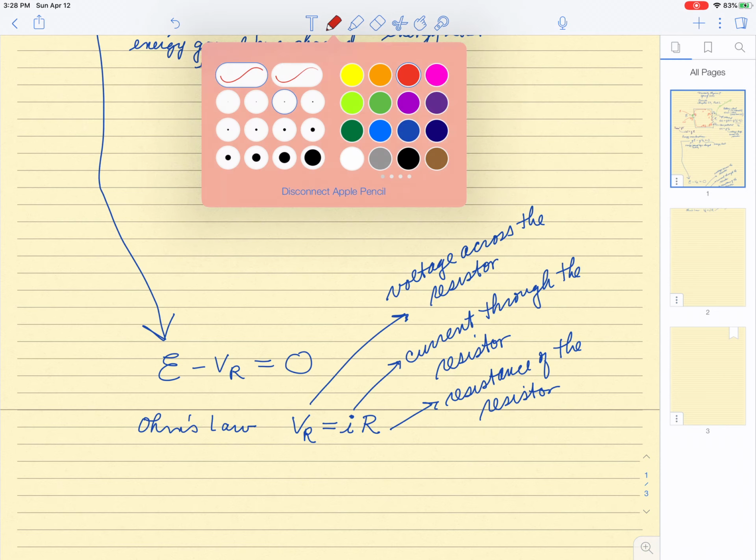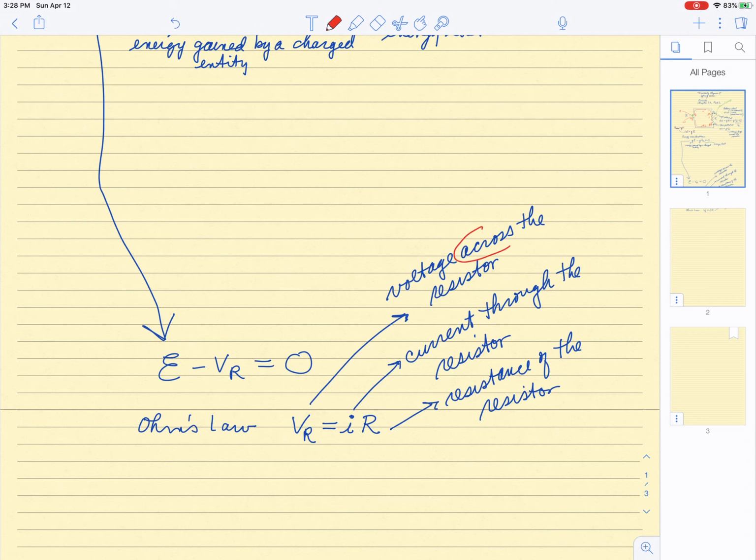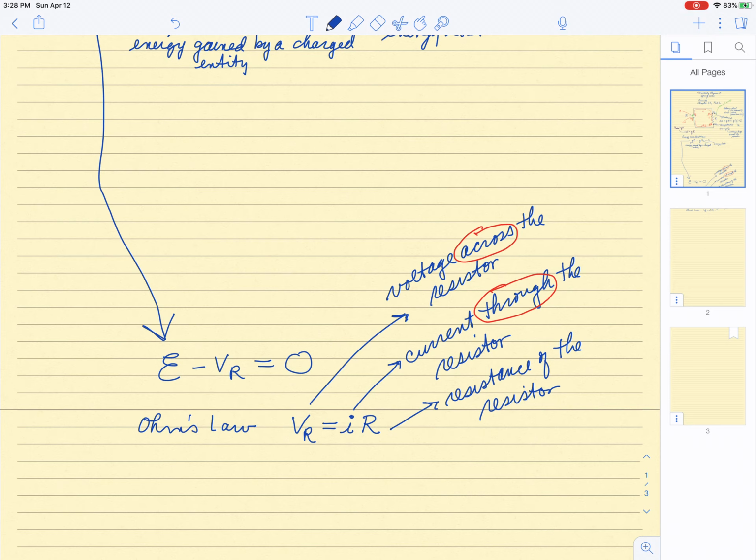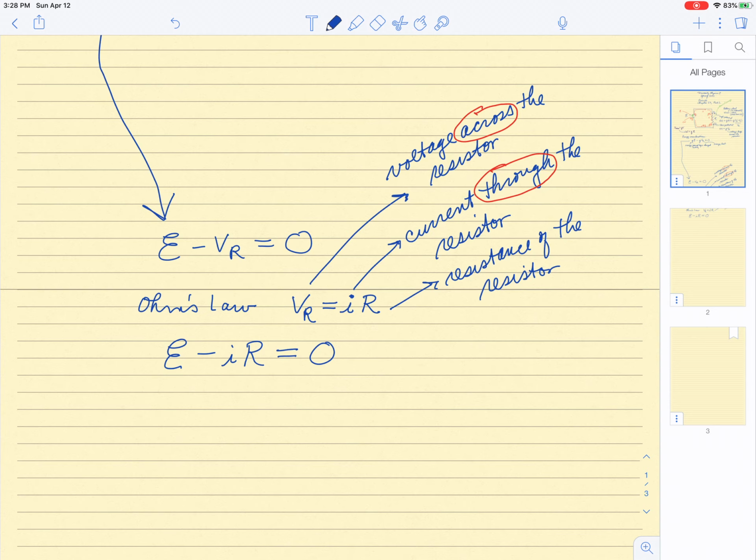Okay, now prepositions are important here, right? So voltages appear across and currents go through devices. Okay, currents go through devices, voltages appear across. So then we have that the electromotive force minus I times R is equal to zero. One can now calculate the current in that circuit, which now is just going to be E over R. Okay?